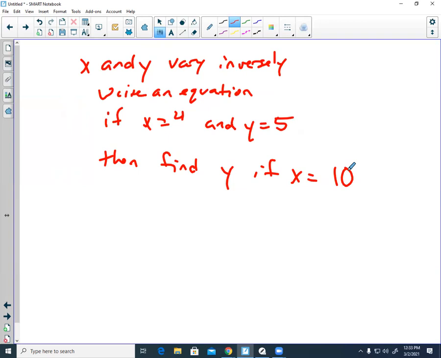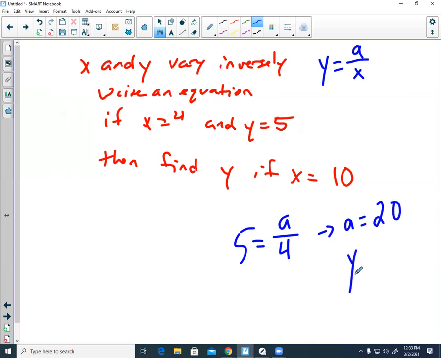Okay, it tells you that x and y vary inversely, which means that you're using the equation y equals a over x. And they could do the exact same thing with direct. Right? Same exact thing could happen with direct, and it would just be y equals a times x. You need to write an equation if x equals 4 and y equals 5. So I'm just going to take my 5, plug it in for y. I'm going to take my x, plug it in for x. I'm going to find that a equals 20 for cross multiplication, and my new equation is going to be y equals 20 divided by x.